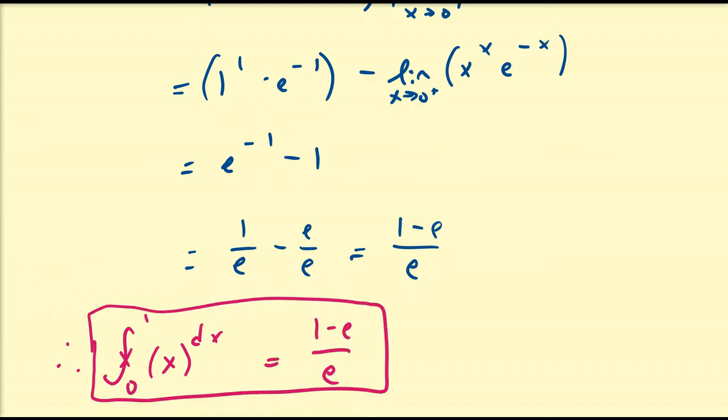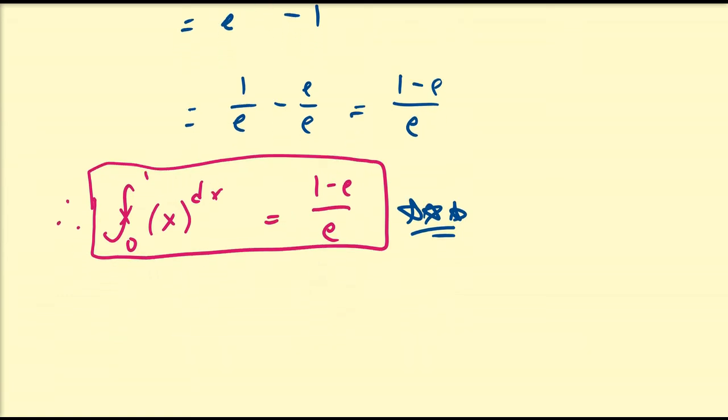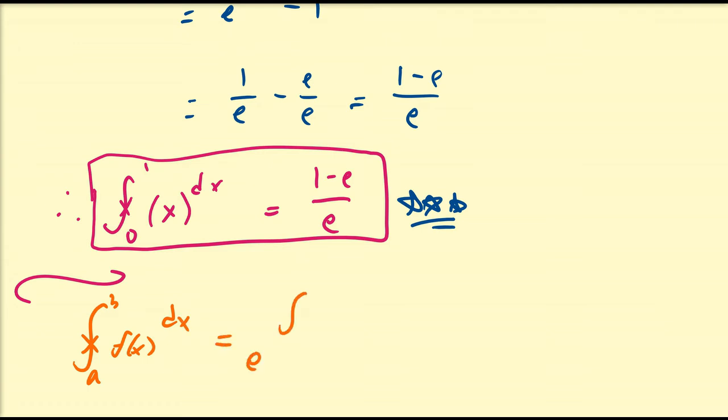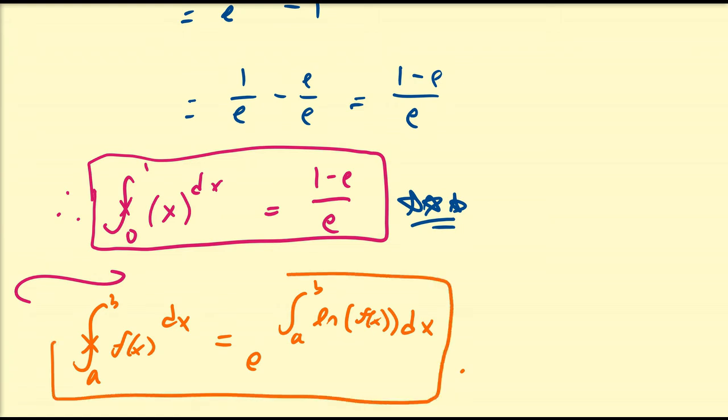And that's another example of how to evaluate product integrals. Pretty much evaluating product integrals is just a matter of transforming it into a standard integral and working it in that form. The connection between these two is that the product integral from a to b of f of x to the dx is equal to e raised to the integral of a to b of the natural log of f of x, with respect to x. This is the main connection between the two.